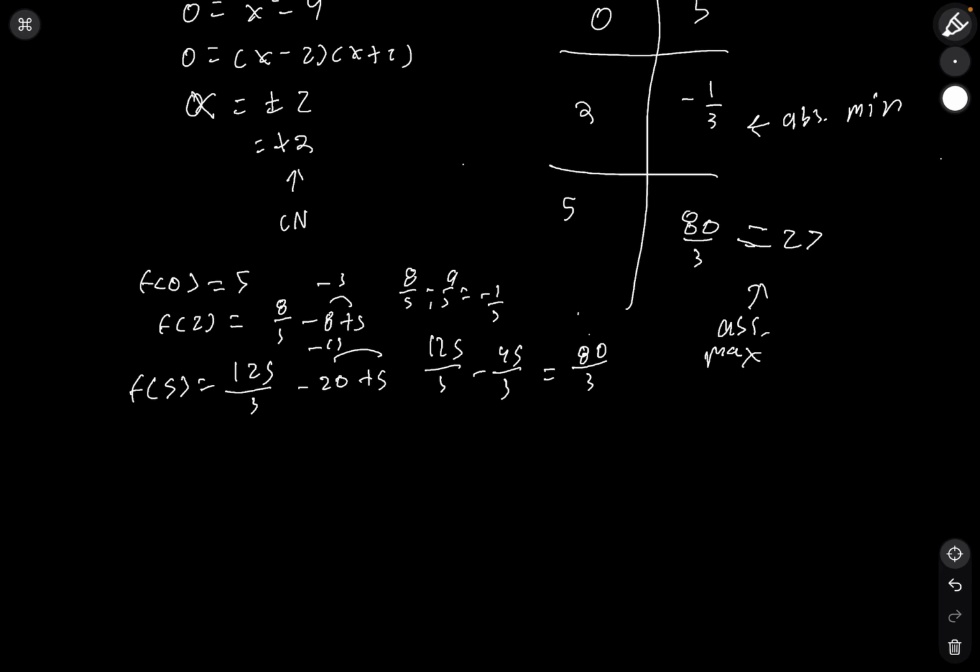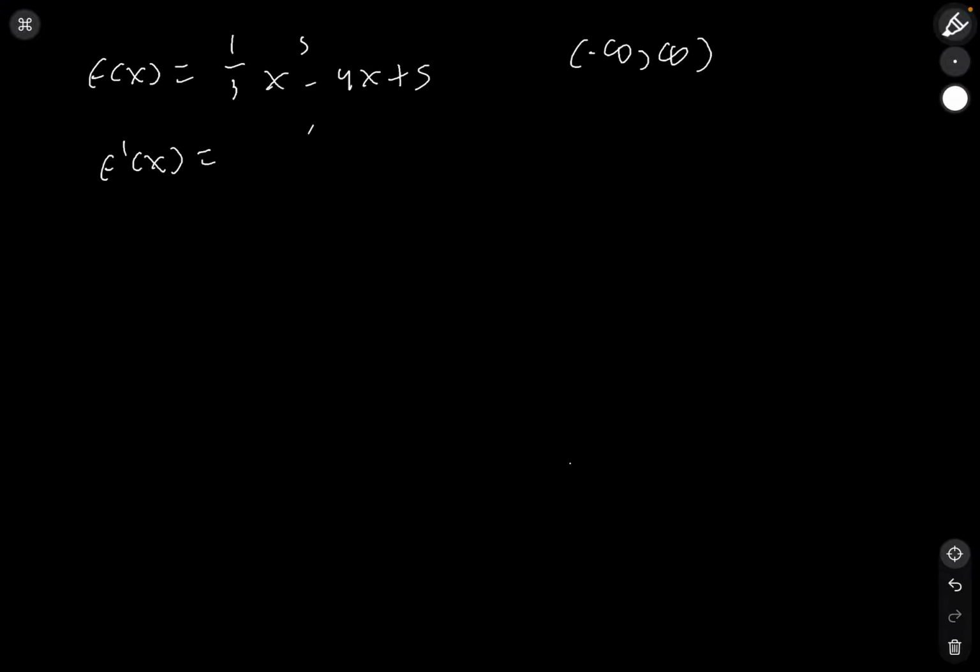Let's take the same function again. Let's take 1/3 x squared, I'm sorry, 1/3 x to the third minus 4x plus 5. But let's just say that we had the whole domain. We're just going from negative infinity to infinity, right? Find f prime of x. So let's find the critical numbers. x is equal to plus or minus 2.